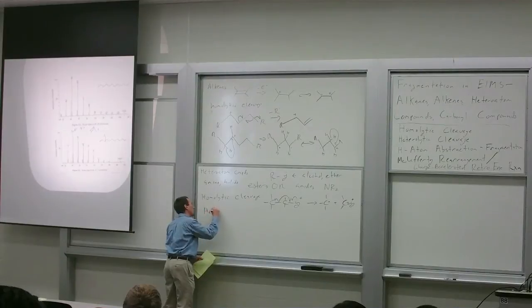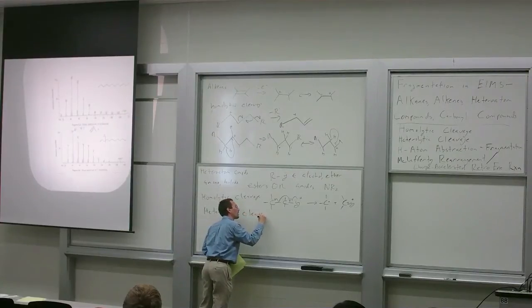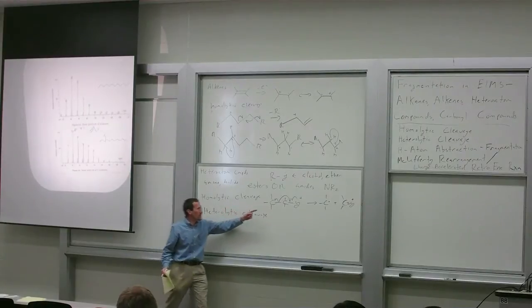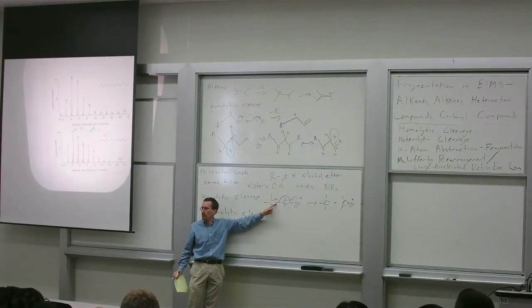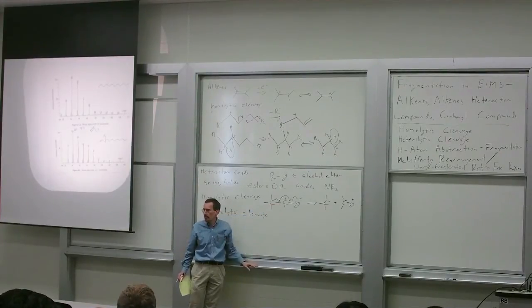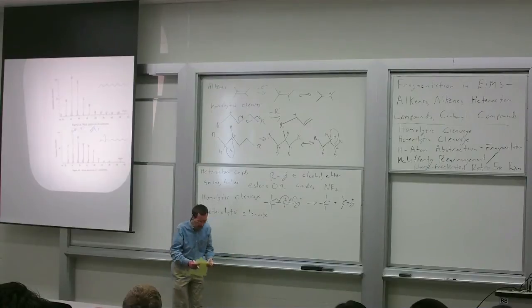Heterolytic cleavage. Remember, homolytic cleavage means share and share alike, or lose and lose alike. So one electron goes one way, one electron goes the other way. In heterolytic cleavage, it's just that both electrons go in one direction. That's like an SN1 reaction. A leaving group leaves with its lone pair of electrons.